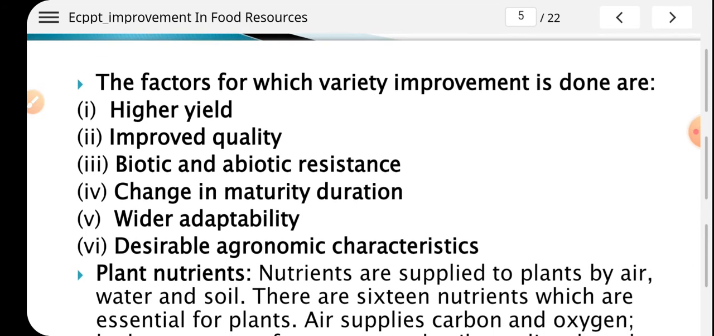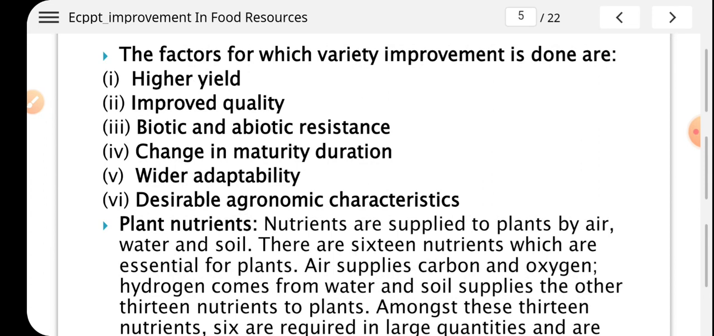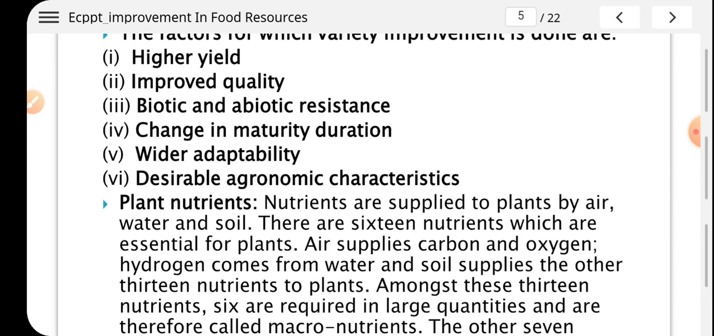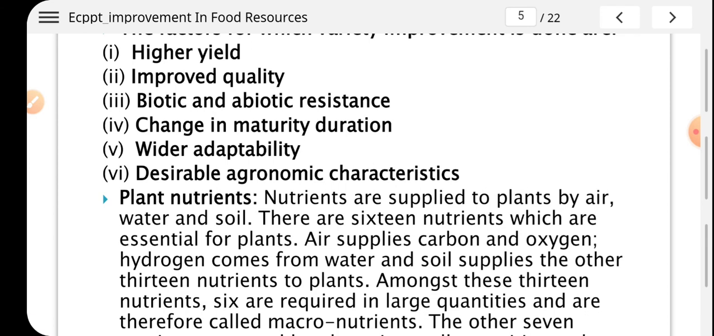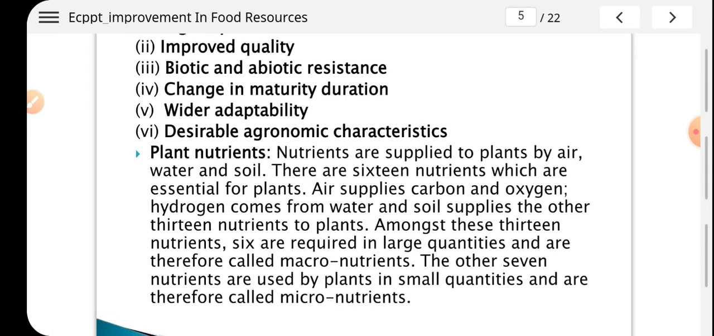Factors for which variety improvement is done are high yield, in order to improve the yield, means productivity. Improve the quality, that crop quality will also improve. Biotic and abiotic resistance means that it can resist such kind of harsh abiotic condition also. Change in maturity duration, in order to have maturity as early as possible. If that plant requires less time for maturity, that is very good. Wider adaptability means that it can adapt in such kind of conditions. Desirable agronomic character.